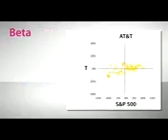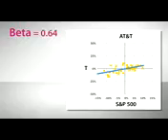Let's look at another example. Here's a similar chart for AT&T. Its beta is a lot less than Bank of America, only 0.64, and has a correlation of 0.34.